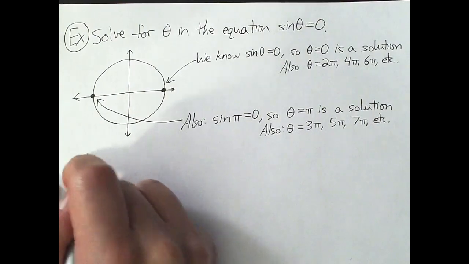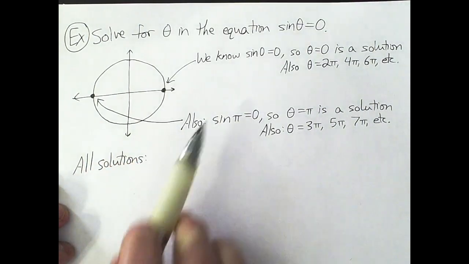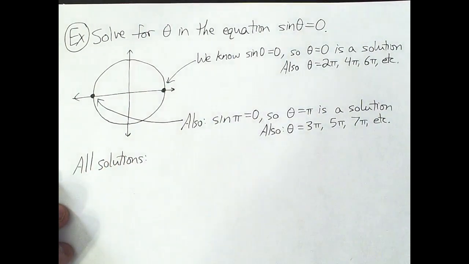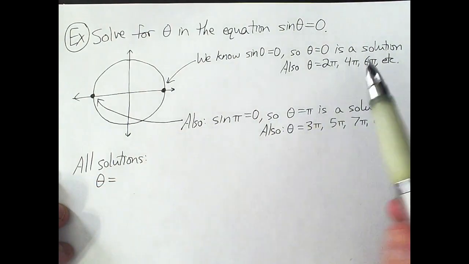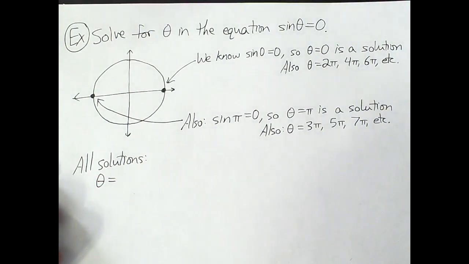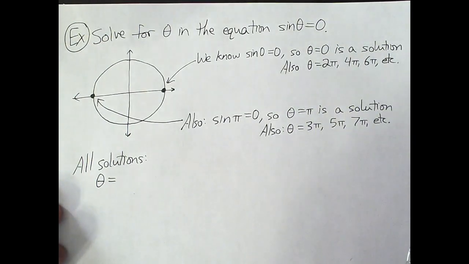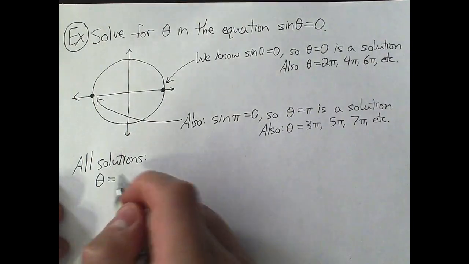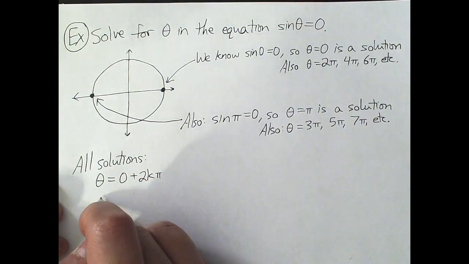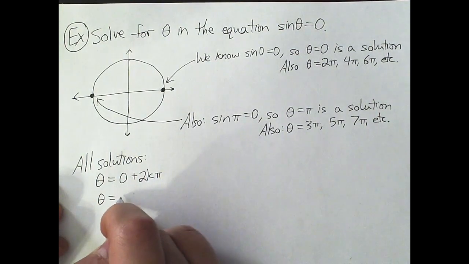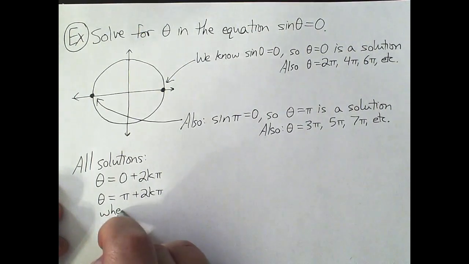So let's try to write all solutions. It seems like we have 2 families of solutions. We could say theta equals, should we say 0 plus 2k pi? It seems a little silly to write 0 plus, because 0 plus doesn't really do anything. But we'll write it anyway. 0 plus 2k pi, and theta equals pi plus 2k pi. We should say where k is any integer.